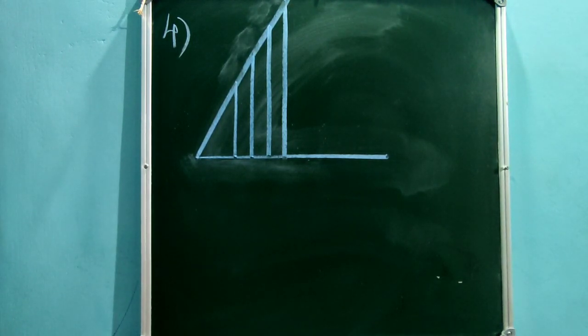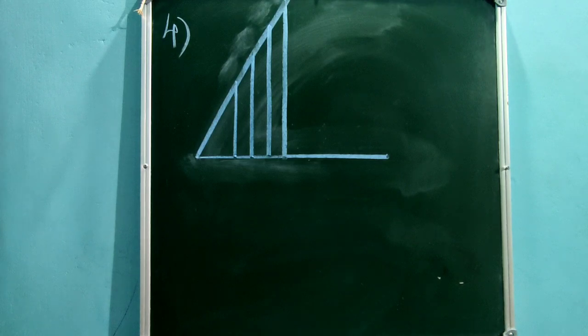Question: in the picture on the board, the vertical lines are equally spaced. Prove that their heights are in arithmetic sequence. What is the common difference? If it is an arithmetic sequence, we know that there exists a common difference.